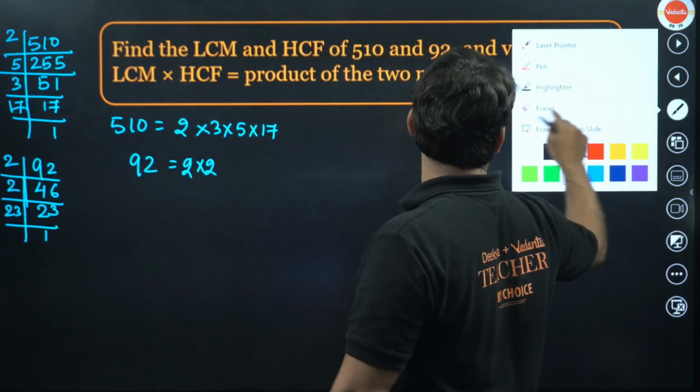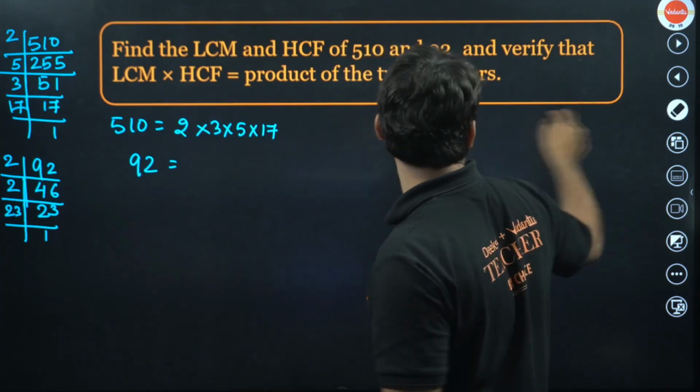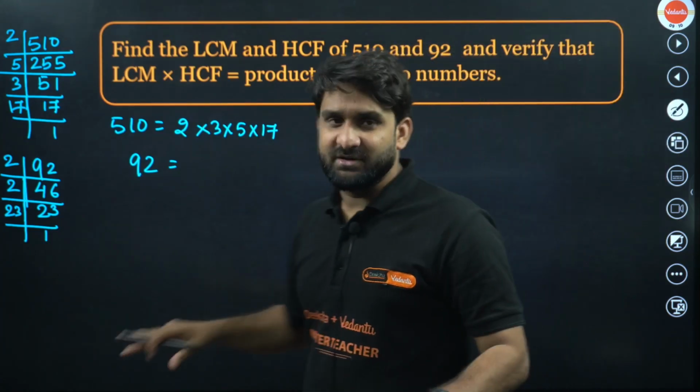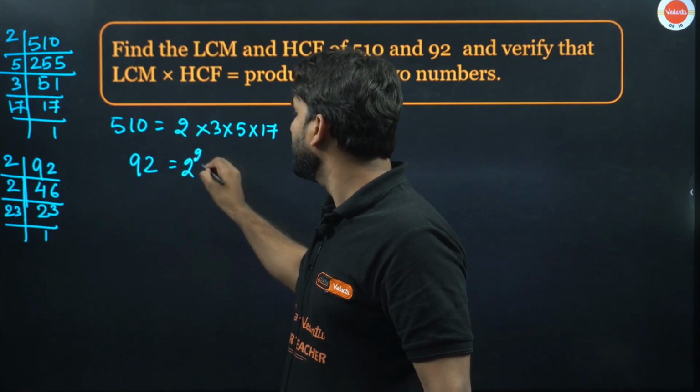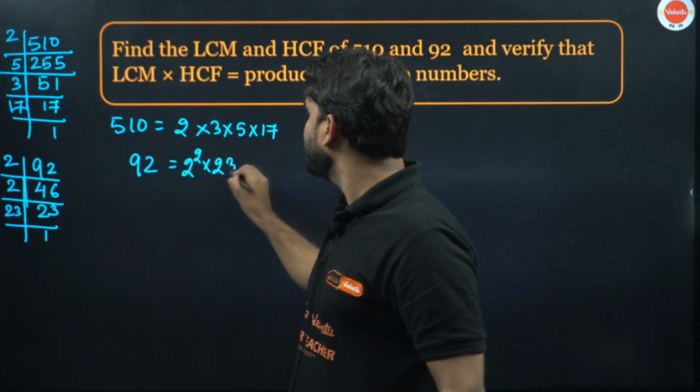We can directly write 2 to power 2. Is it clear, everyone? We don't need to write this out because now you guys are experts. 2 is multiplying with itself, so we can write 2 to power 2 into 23. Clear, everyone?